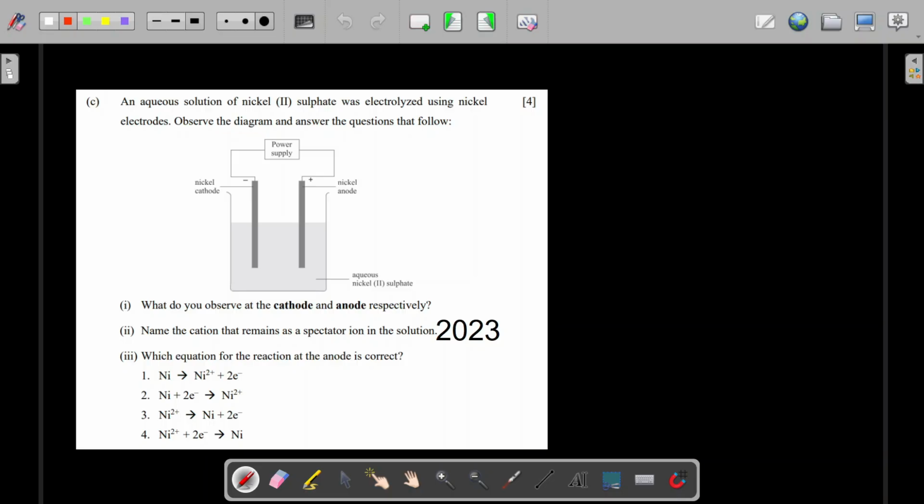Okay, so this is also asked in 2023 only. See, an aqueous solution of nickel 2 sulfate was electrolyzed using nickel electrodes. Observe the diagram and answer the questions. Nickel cathode, nickel anode. Aqueous nickel sulfate. What do you observe at the cathode and anode respectively? So here we can say at the anode, nickel is getting dissolved, and at the cathode, nickel is coming and depositing. So you simply write for cathode increases in mass and size.